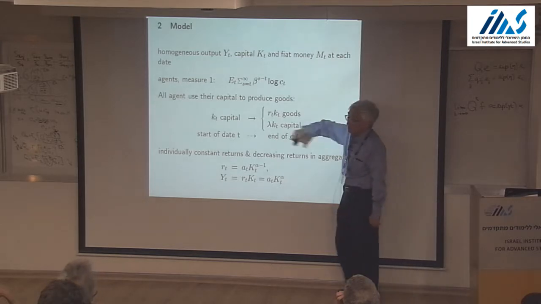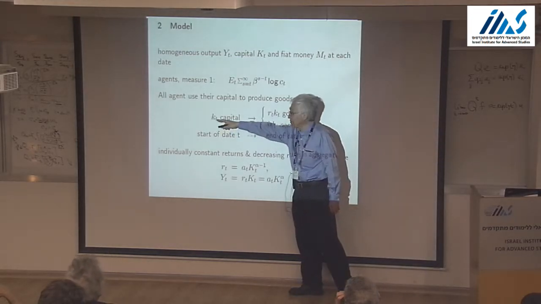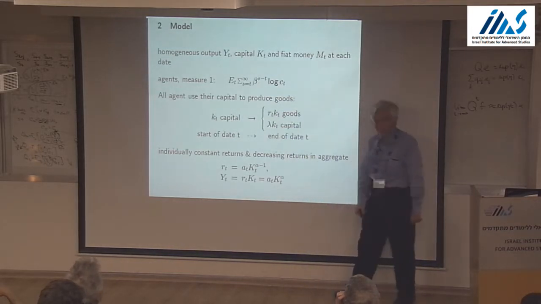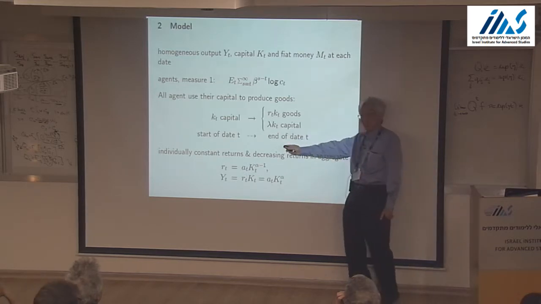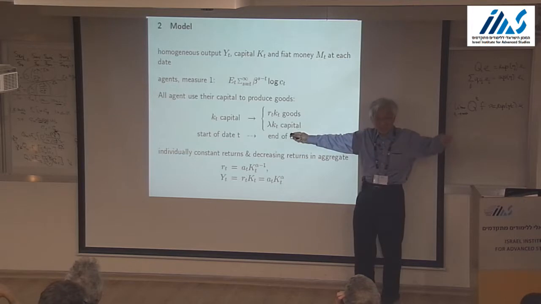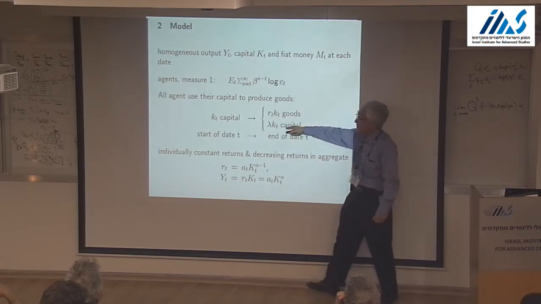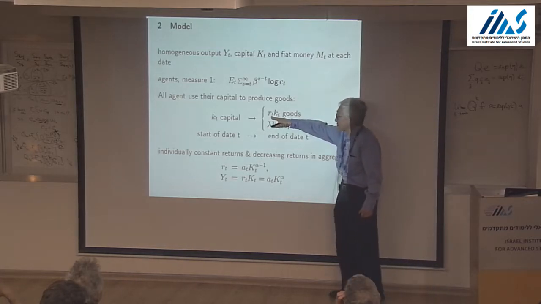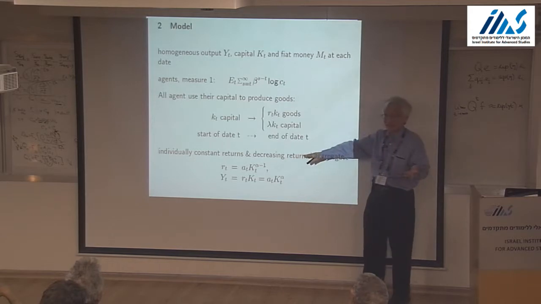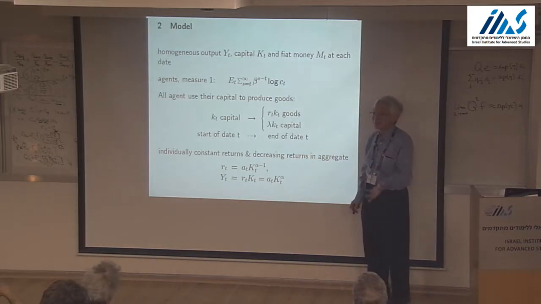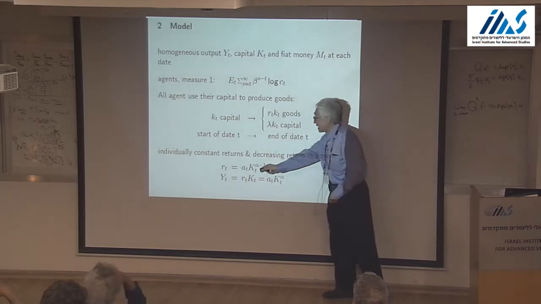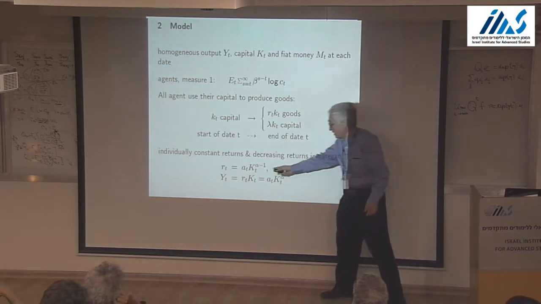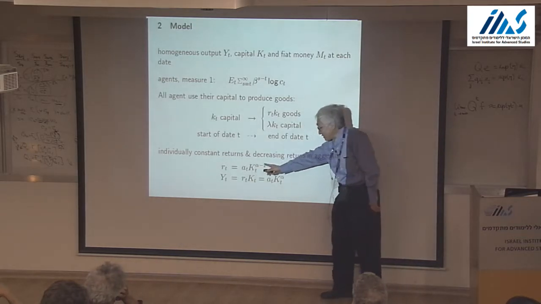And all agents can produce. You put in the capital stock, you get the output, and the capital stock will depreciate at the end of the period. So lambda is 1 minus the depreciation rate. Everybody can produce, and this return on production is constant to the individual agent. It's like a constant returns to scale technology. But when everybody tries to produce simultaneously, the return starts going down. Alpha is less than one.